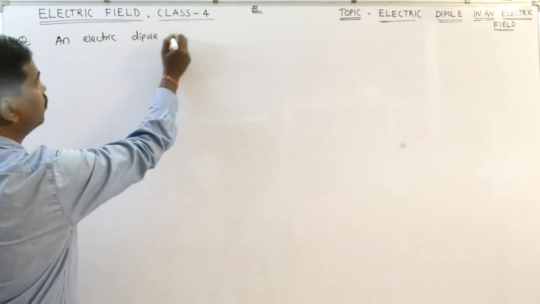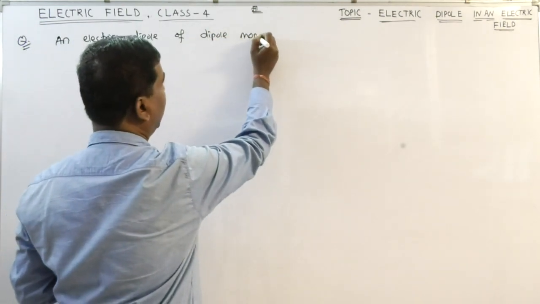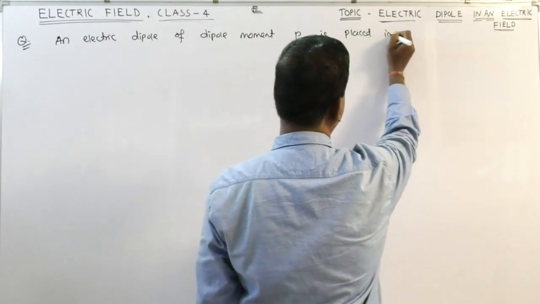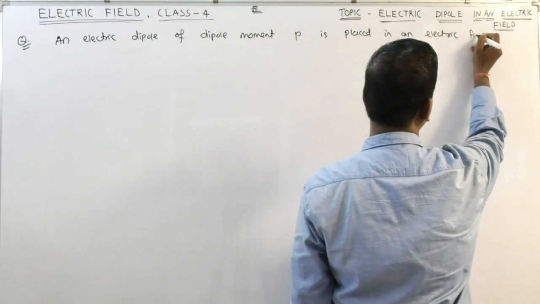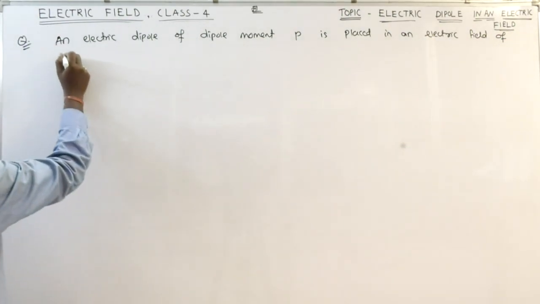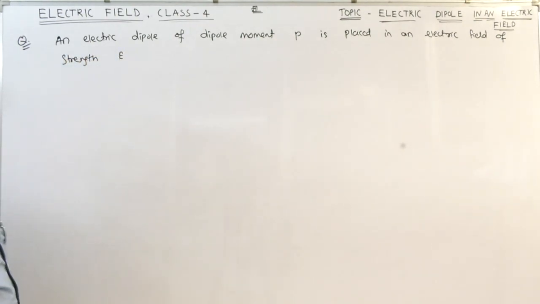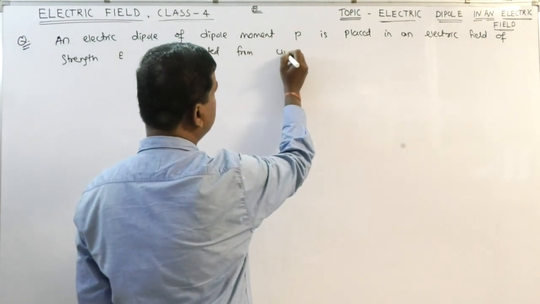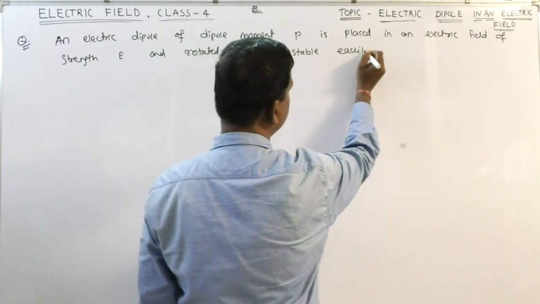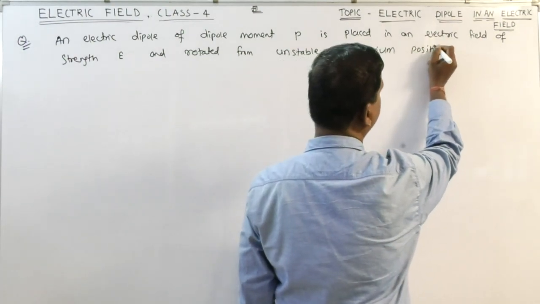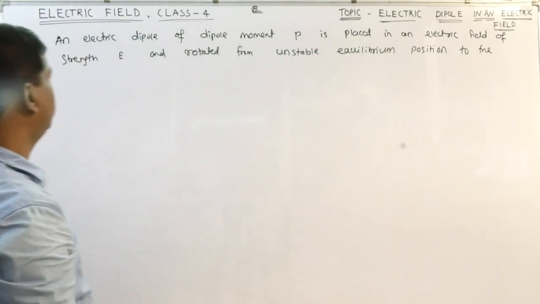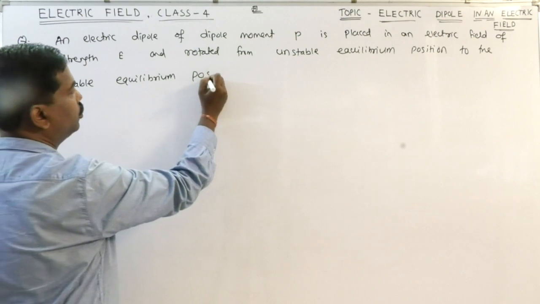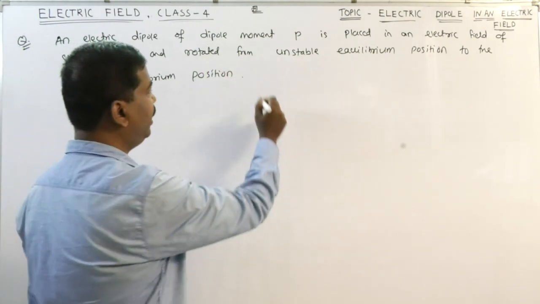An electric dipole of dipole moment P is placed in an electric field of strength E and rotated from the unstable equilibrium position to the stable equilibrium position. Find the work done.